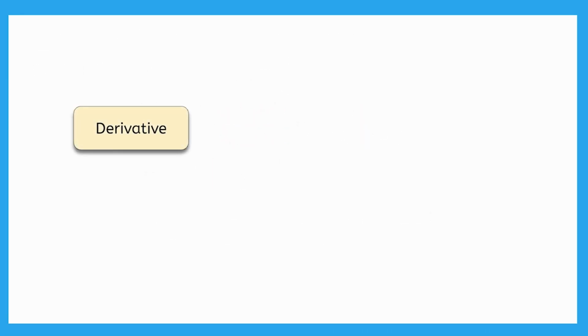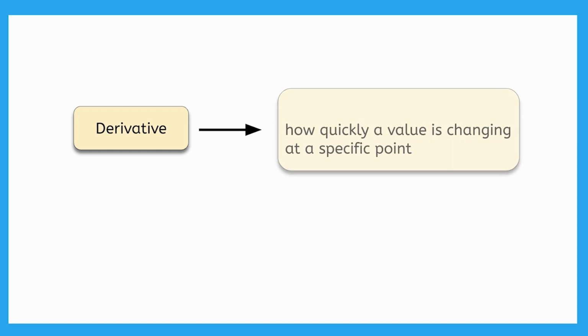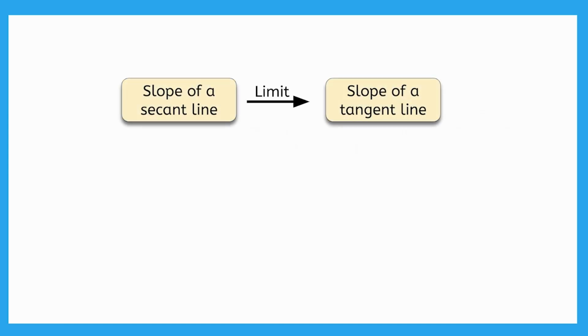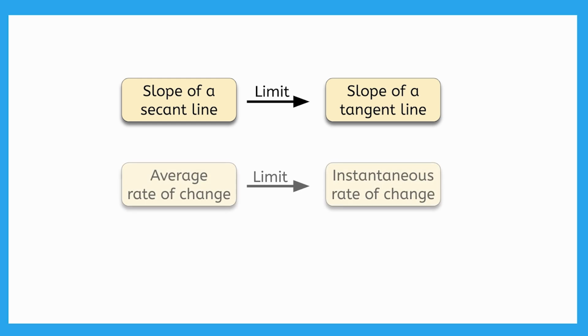Derivatives can also be used to calculate how quickly a value is changing at a specific point. This rate of change at a particular instant is known as the instantaneous rate of change. Just like how the slope of a tangent line is related to the slope of a secant line through the use of limits, instantaneous rates of change are related to limits of average rates of change.